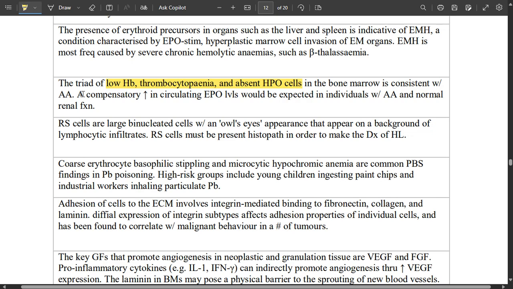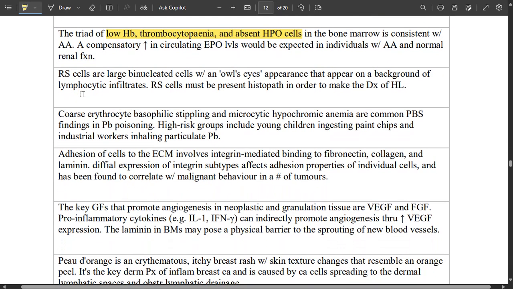A compensatory increase because of decreased hemoglobin, so anemia, decreased RBCs in the blood because of anemia. More EPO, that is erythropoietin levels, is expected in individuals with aplastic anemia and normal renal function. So renal function is not impaired. The kidneys secrete a hormone called EPO, that is erythropoietin, in response to the decreased hemoglobin count in the body.